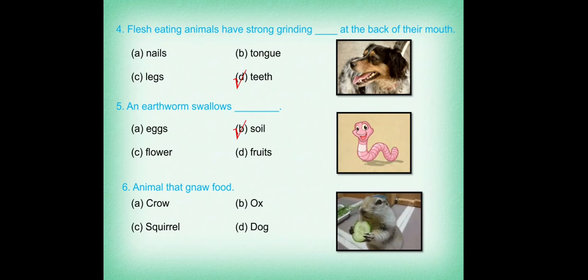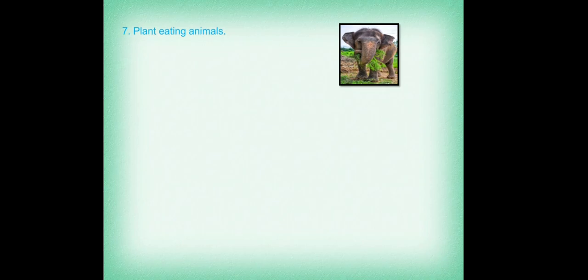Here I have given you pictures for the clue. But in exam you won't get the pictures. So think and tick the correct option or select the correct option. Next, plant eating animals. What are they? Carnivores, omnivores, herbivores or bornivores? What are the plant eating animals called? They are called herbivores. So tick on herbivores.